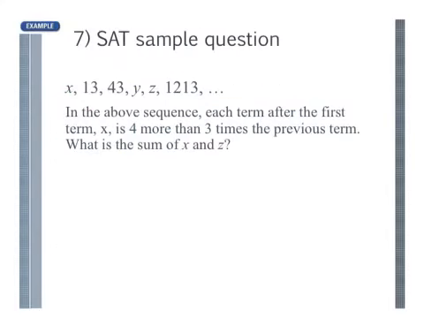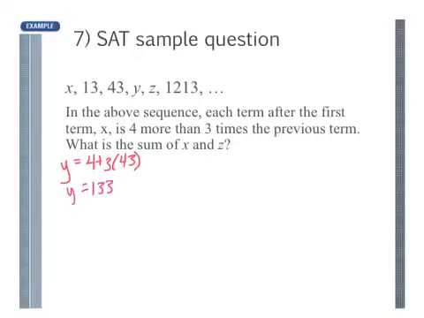Last two examples are going to be SAT type questions, so I'd like you to pause the video and give this one a try. Okay, what we can do here is maybe we can find y first. Y is 4 more than 3 times its previous number, which is 43. So you can calculate that y is going to be 133.